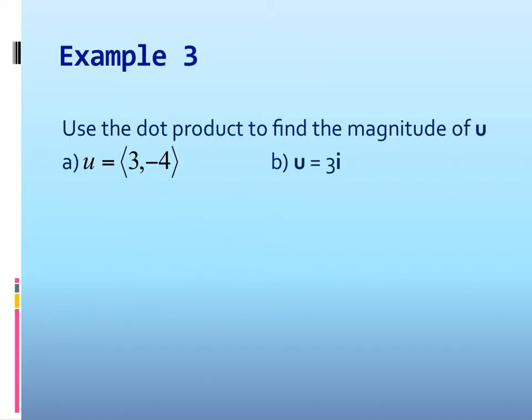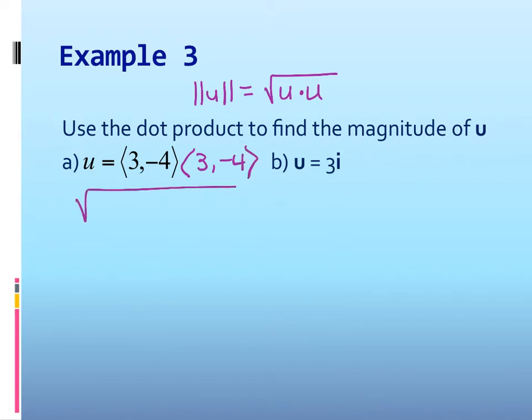So example 3 says use the dot product to find the magnitude of u. So we just said that the magnitude of u would be equal to the square root of any vector and itself. So I would say that this is equal to the square root of u times u. So first and first, 3 times 3 plus second times second.